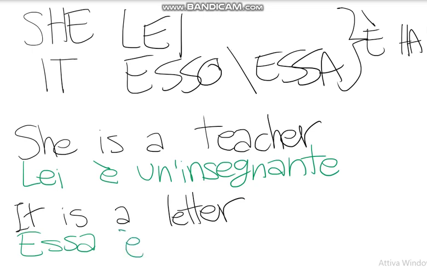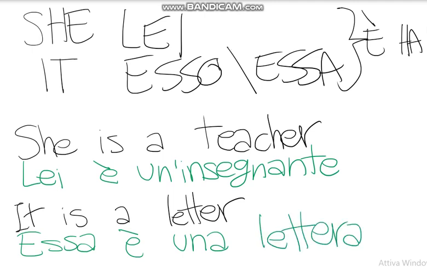Essa è una lettera. But esso and essa are not used in Italian, so they are used very rarely. So you can simply say è una lettera without the subject esso or essa. You can simply say the verb without any subject.